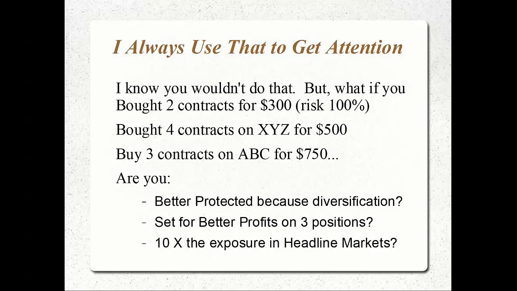No. You're going to buy 4 contracts of XYZ for a total cost of $500. You're going to buy 3 contracts on ABC for $750. You're going to use that capital for other positions. So now, are you better protected on the long call because you're diversified into 3, 4, 5, 6 positions instead of just 1? Well, potentially. Better protected, not necessarily, but you might see more profits as well.